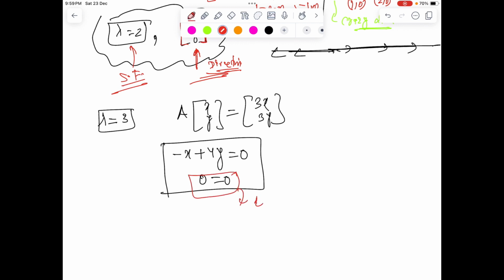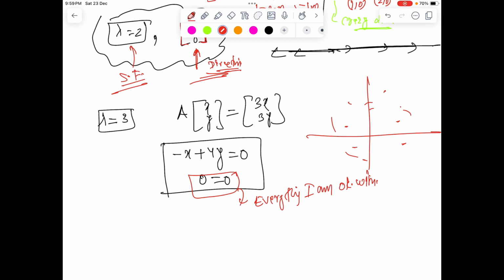Now what does it signify? You see, this is a very cool result. It shows like everything will work. Everything I am okay with, because it's a universal truth. 0 equals 0 means whatever point you want to choose, it's fine. So it's basically redundant information. It's not telling you anything. Now x equals 4y is clearly giving you multiple answers, because I can choose y to be 1, then x will be 4, right? If I choose y to be 2, then x will be 8.